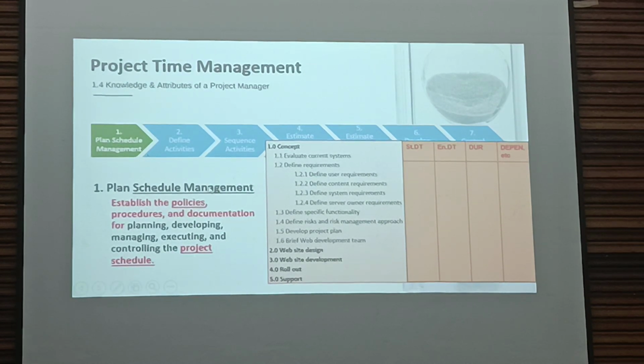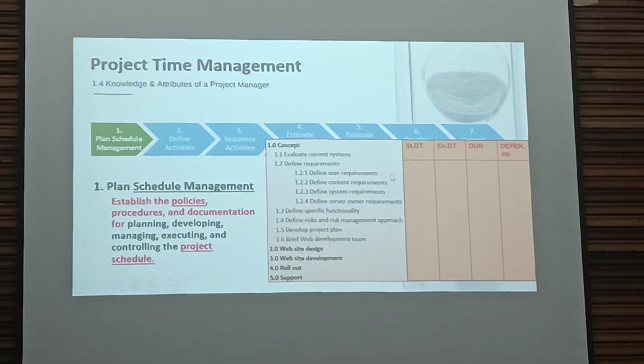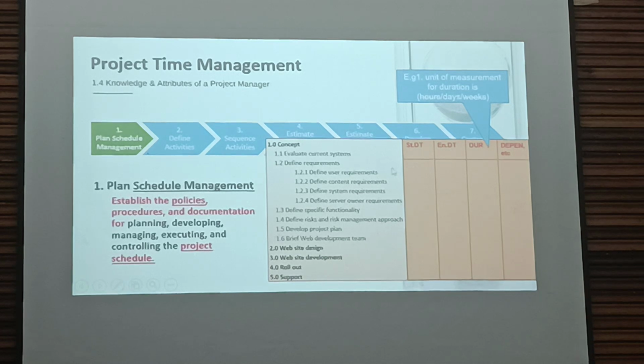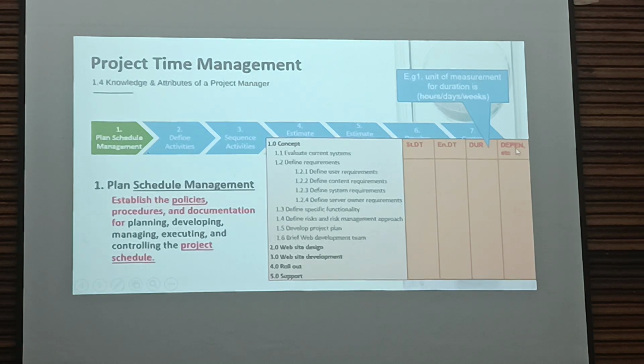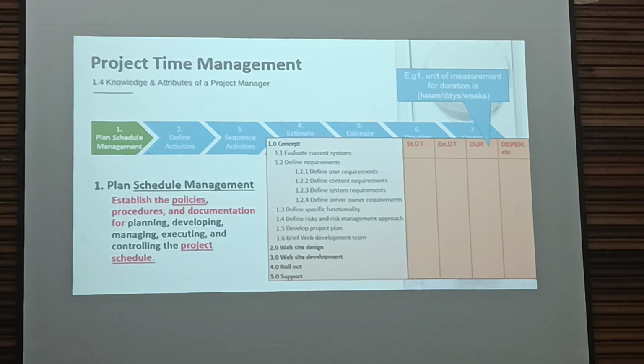Plan schedule management: establish the policy, procedure, and documentation for planning, developing, managing, executing, and controlling the project schedule. This is a work breakdown structure. After you add the start date, the end date, the duration, and the dependency, you can see the schedule. So when planning the schedule, you have to establish policy, procedure, and documentation for planning, developing, managing, executing, and controlling the project schedule.